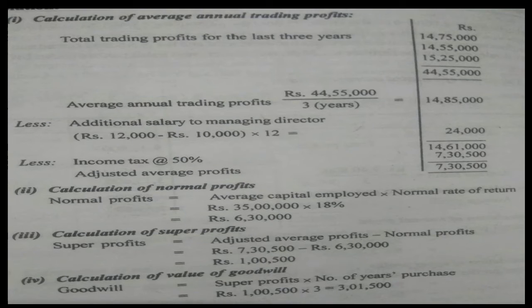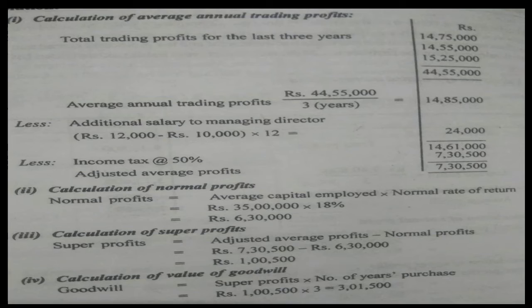So again, as you saw earlier, we have to get the total of 3 years profit and get the average. Then your remuneration. Already we are paying 10,000. Now it has increased to 12,000, which means there's an increase of 2,000. So 2,000 into 12 will give you 24,000. That alone will be accounted for. Then 14,85,000, that is the average profit, minus 24,000 will give me 14,61,000.